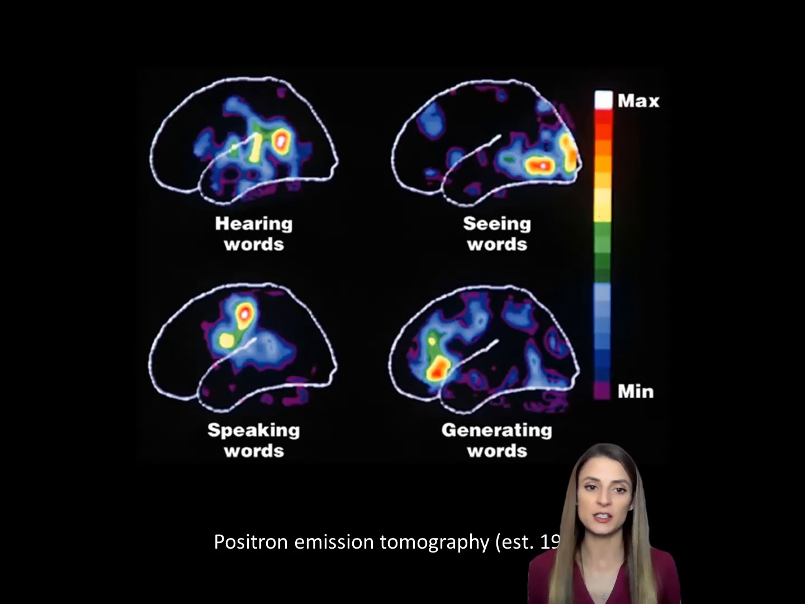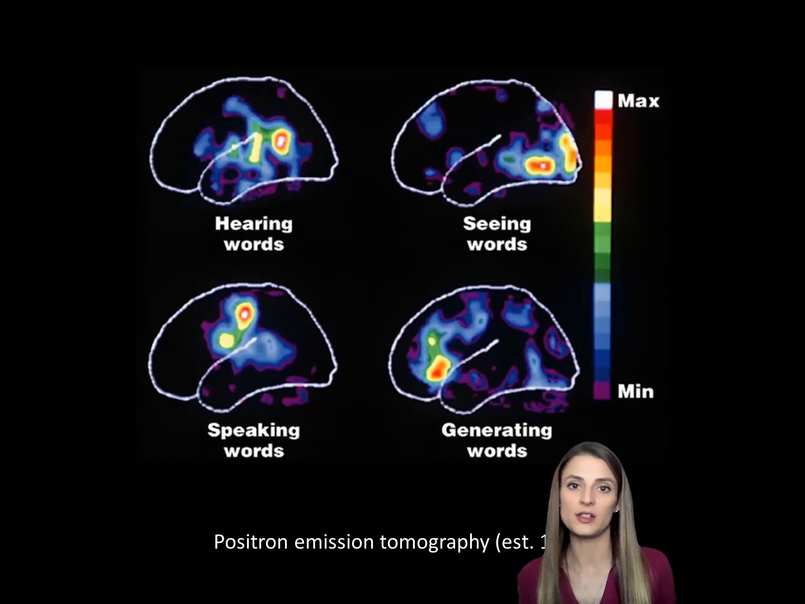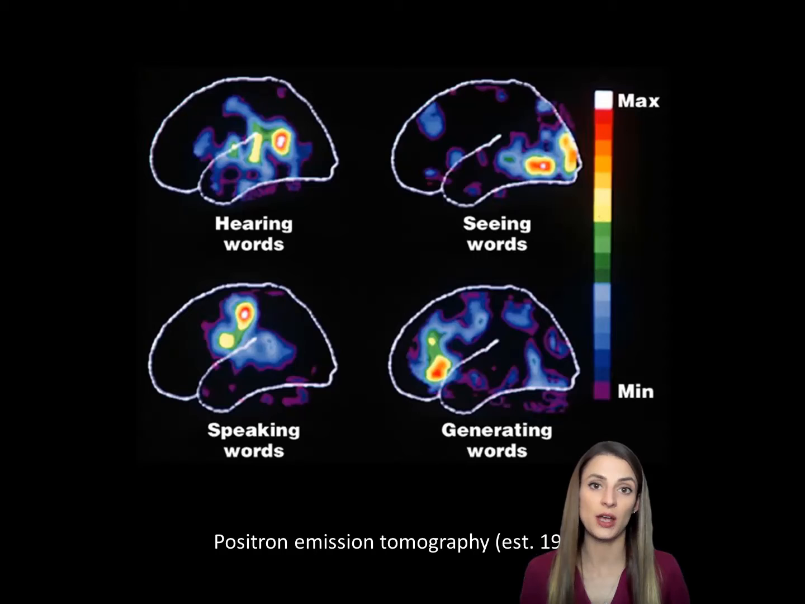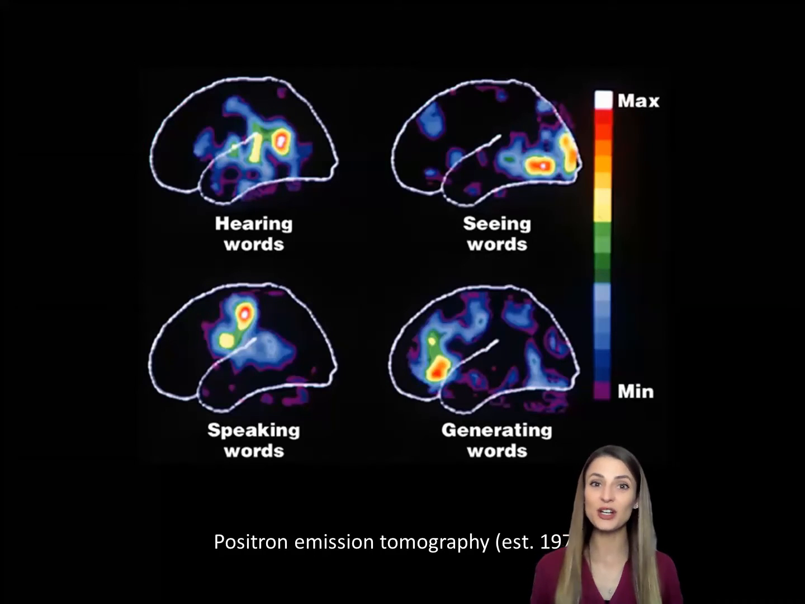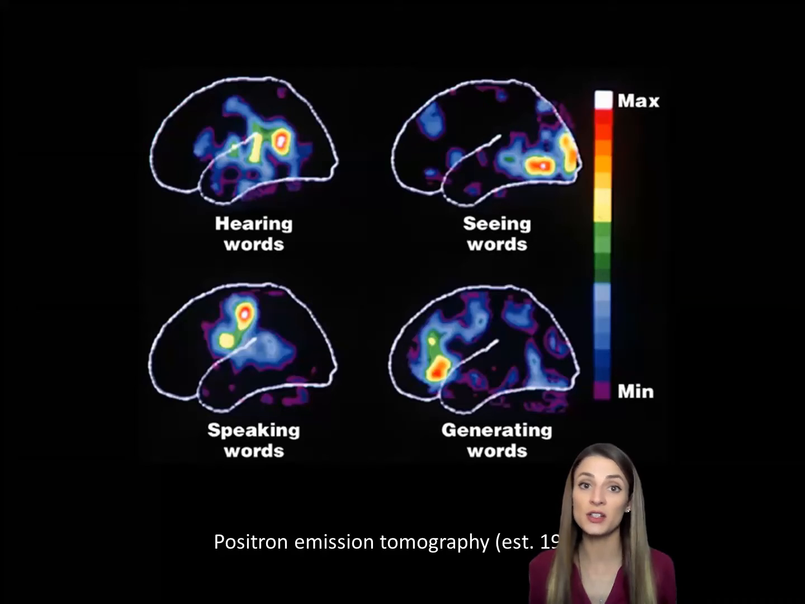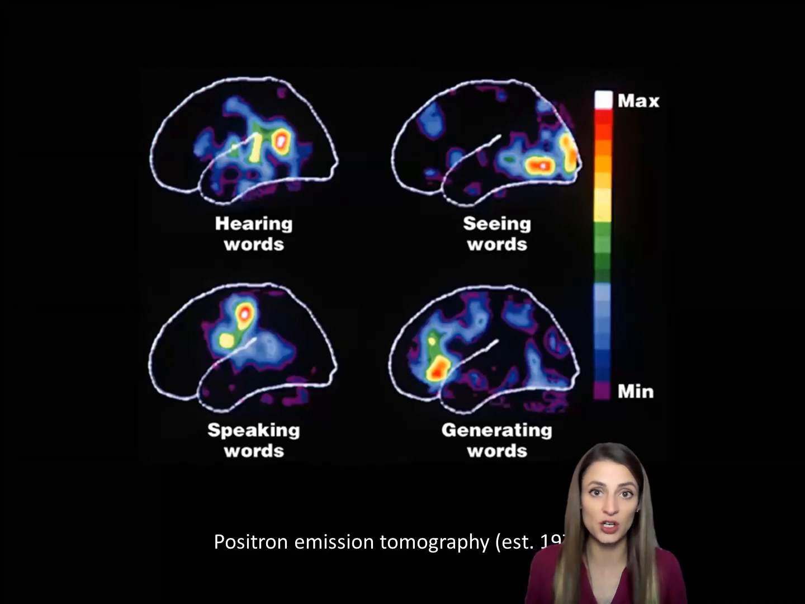So you can see the difference between hearing words, seeing words, speaking words, generating words. These different actions require different parts of the brain. A PET scan shows us which areas are activated during specific activities. I'll say it one more time, neuropsychology developed along with the technology. These different techniques that I've shown you on the last few slides are still used today in some form, especially in neuroscience research. Again, as an undergraduate student, I used the EEG with more than 100 different participants.